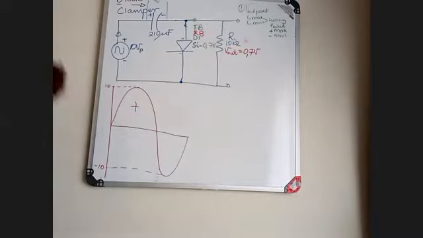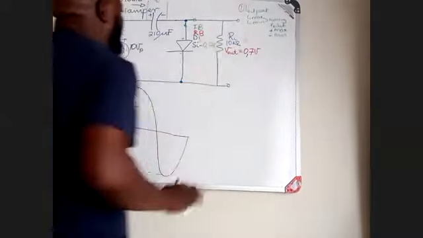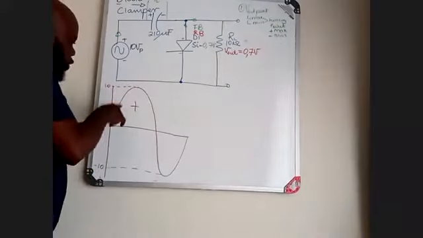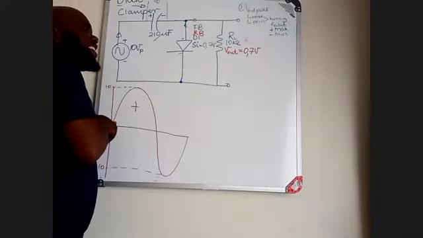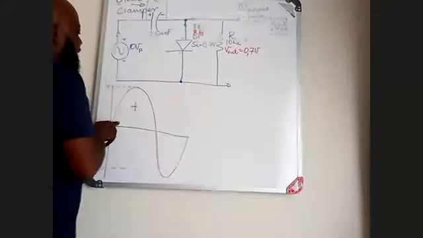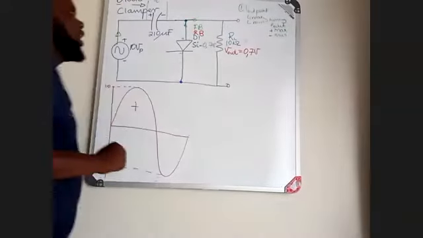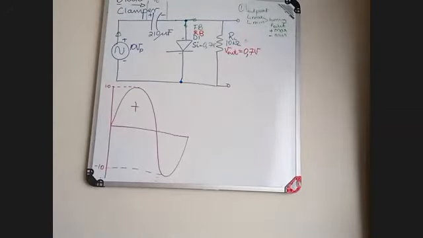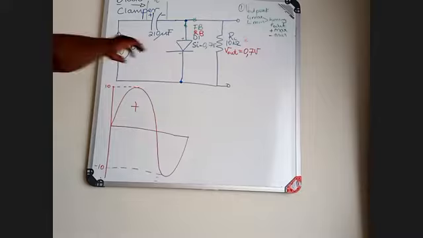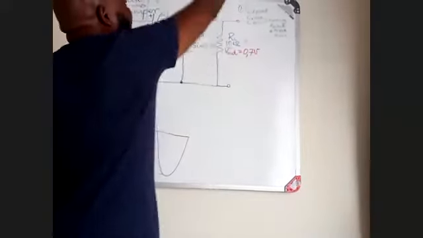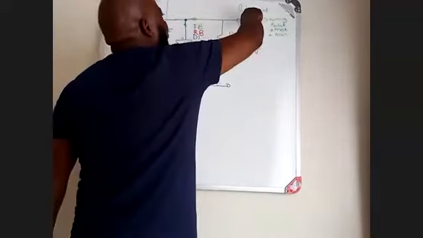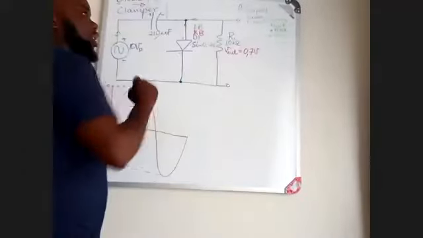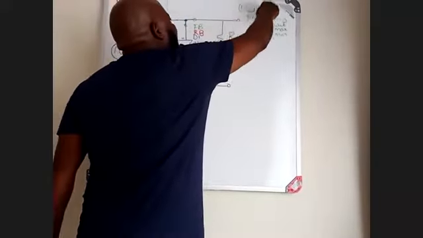Now, is it a positive or a negative 0.7 volt? Looking at how I have biased this component, I biased it during the positive cycle, which means that voltage is a positive 0.7 volt. Once I determine that, that is your output peak voltage.